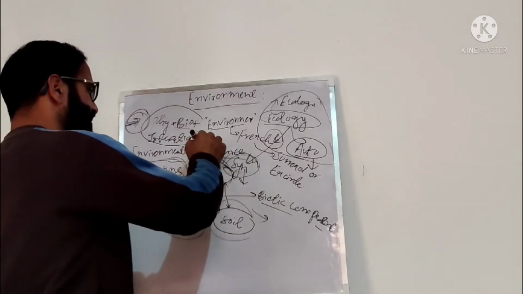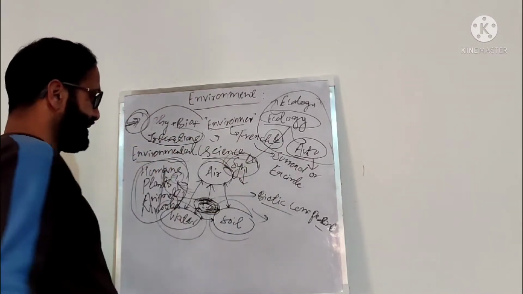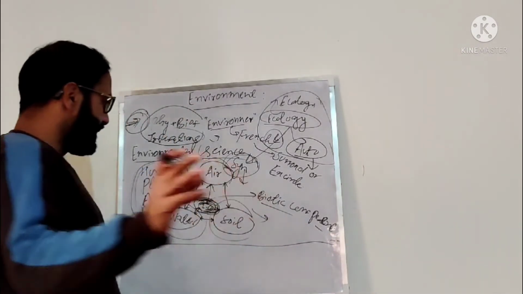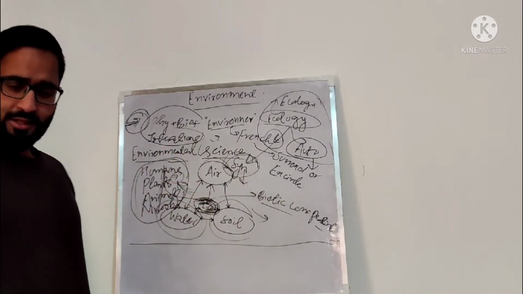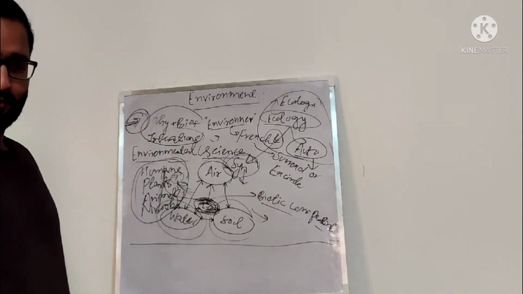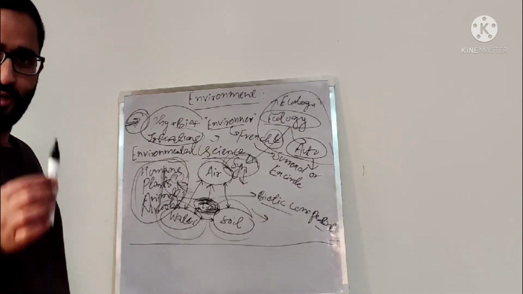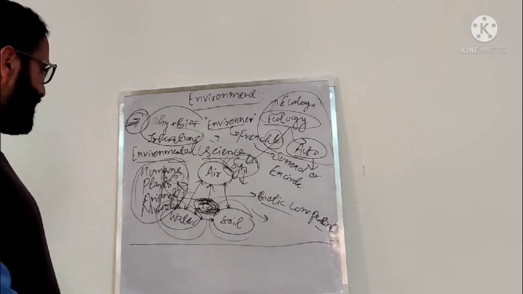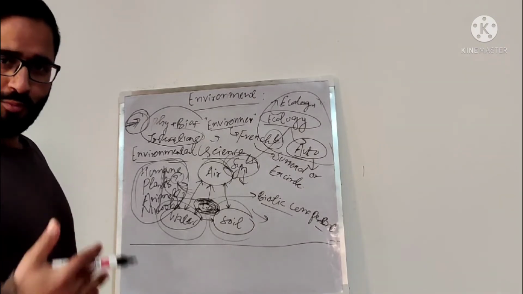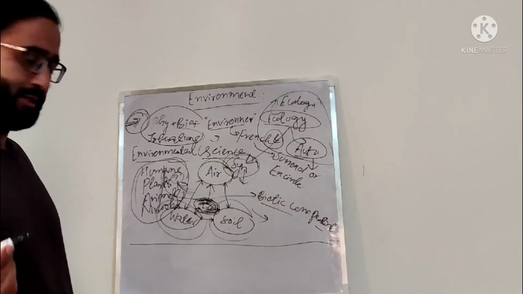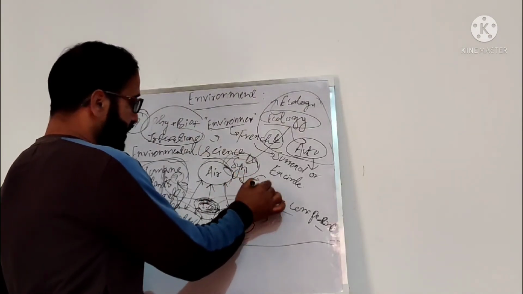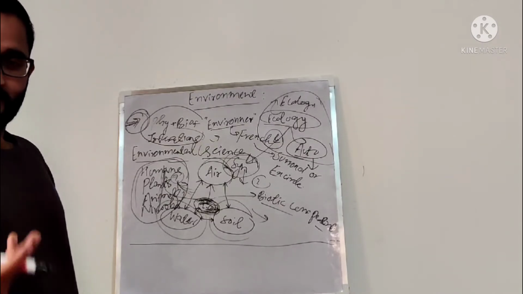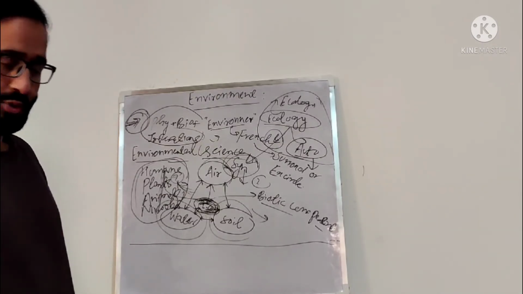This is one way of trying to understand what environmental science is. Another way we can say it is like this: in environmental science, human beings are at the core, at the focus. In environmental sciences we study the relationship of human beings with living and non-living components of the earth.